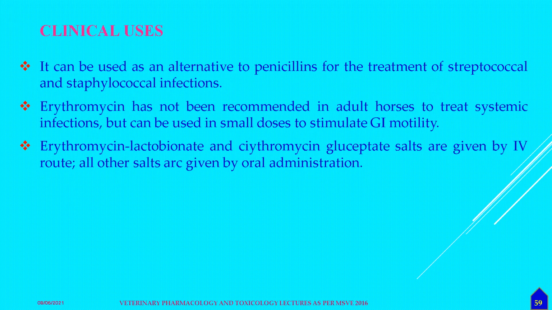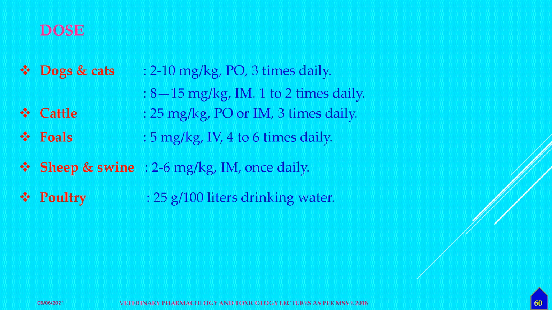So most of the preparations are orally acting, but a few of them are indicated parenterally. The dose of erythromycin is 2 to 10 milligram per kg. Of course, the recommended dose is 3 times daily, especially in case of Rhodococcus infection, where it is administered 3 times daily. And the injection is 8 to 15 milligram per kg, 1 to 2 times daily.